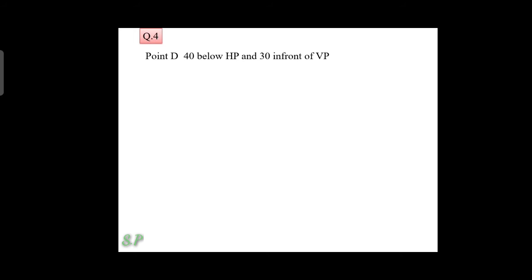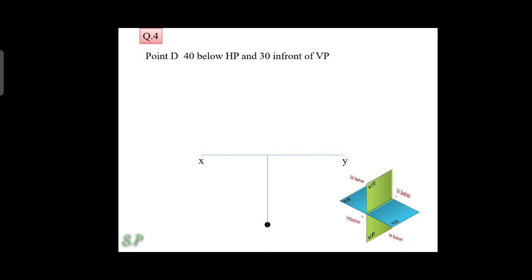Next, question 4. Point D is 40 below HP and 30 in front of VP. So the point D is located in the fourth quadrant. You draw an XY reference line and the point is located 40 below HP. So you take a 40 mm distance below the XY reference line and locate the point D dash. And the point is 30 in front of VP. When you are watching the point from the top view, the image will appear on the HP plane. You are rotating the HP plane 90 degrees. So the top view point will be below the XY reference line. You take a 30 mm distance below the XY reference line and locate the top view point D.